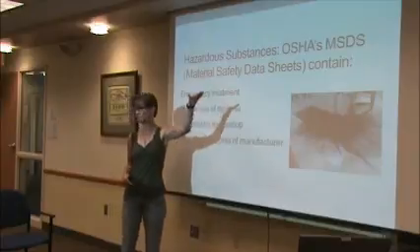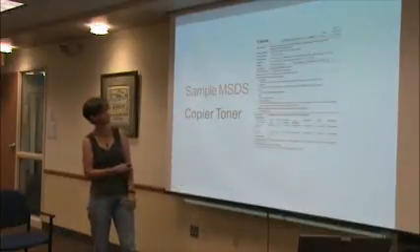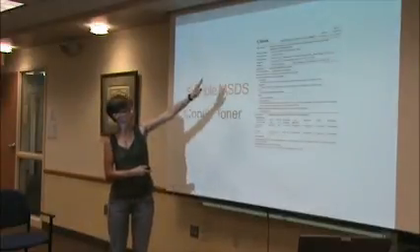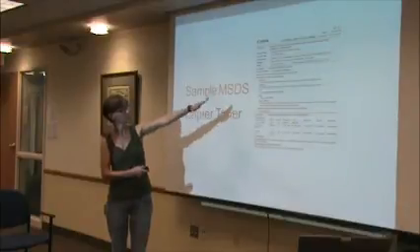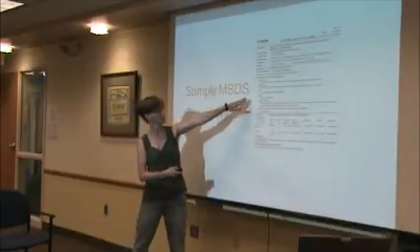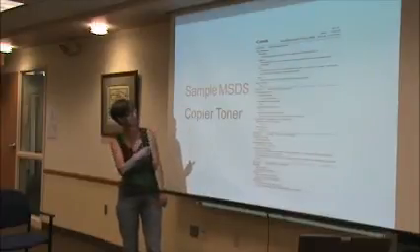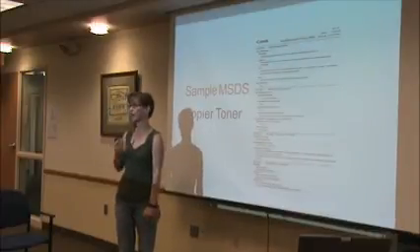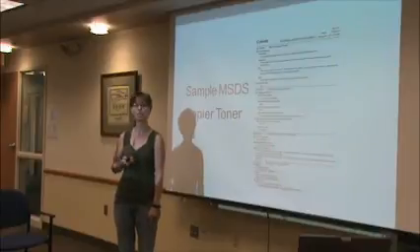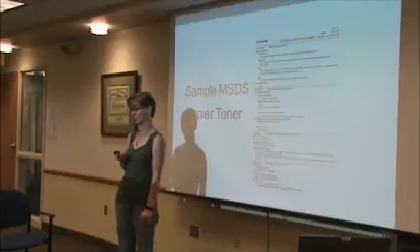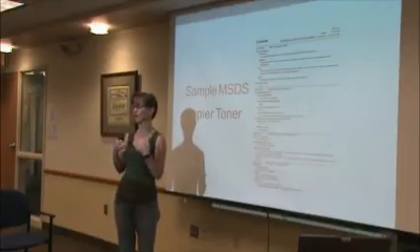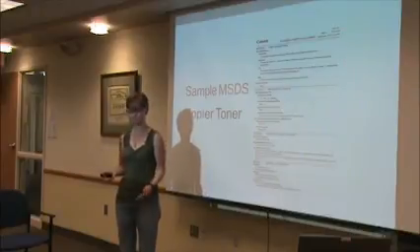You'll find your material safety data sheet. Here's an example at the beginning of a copier toner. It's going to list the ingredients. It's going to talk about the manufacturer, irritations, eyes, skin, so forth. It's going to talk about first aid measures, all of these different things. Every department and every building should have material safety data sheets. You need to make sure that you know exactly where yours are located.